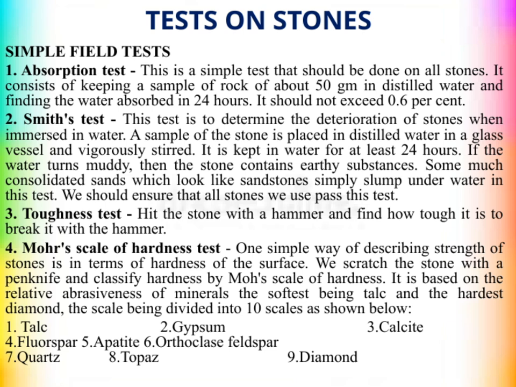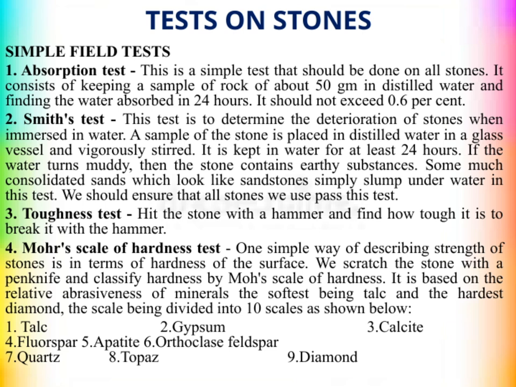Finally, we have Mohs scale of hardness, which is a handy way to describe a stone's surface hardness. You can do this by scratching the stone with a penknife. The hardness is then classified according to Mohs scale, which ranges from talc at the softest to diamond at the hardest.